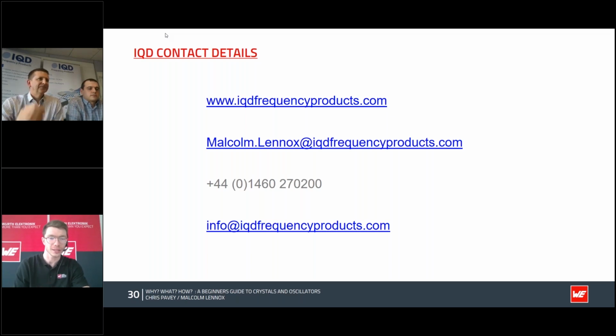How to select a driver level? The higher, the better? So the drive level, as long as the drive level is within the drive level stated on the data sheet, it should be fine. It's not really a case of the higher the better. As long as it falls within what's allowed by the crystal, you should be okay. Select something that's sort of in the middle, maybe.